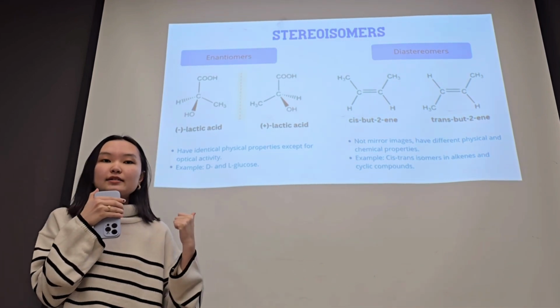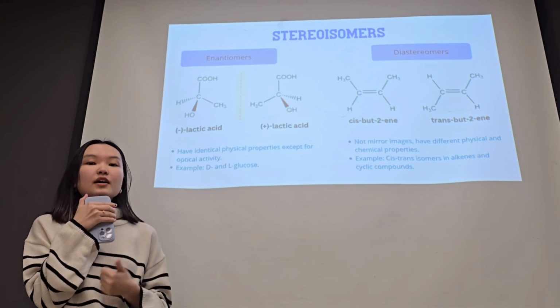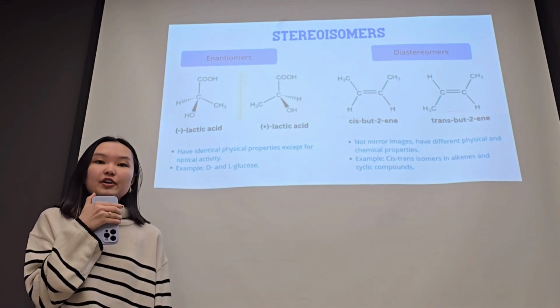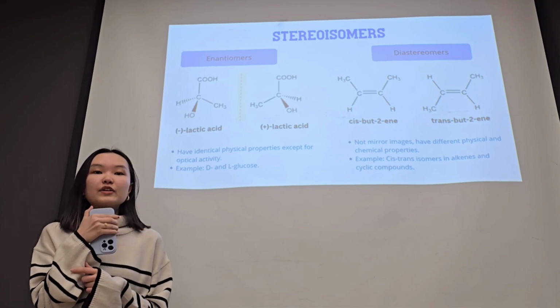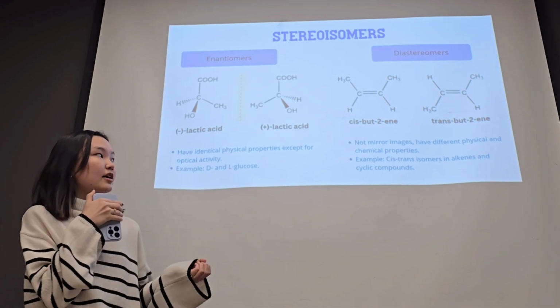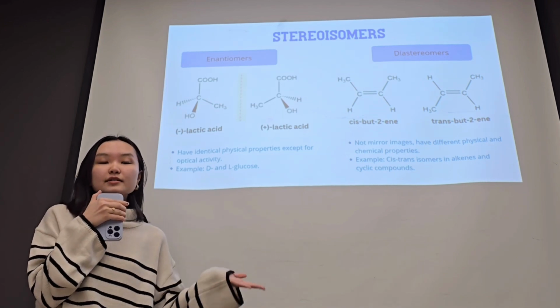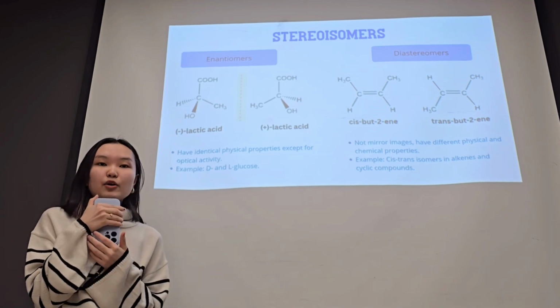So the next is diastereomers. They are isomers that are not mirror images of each other. For example, the cis-trans isomers in alkenes and the cyclic compounds.